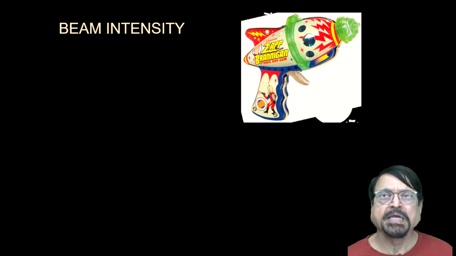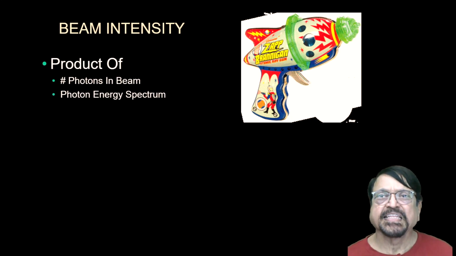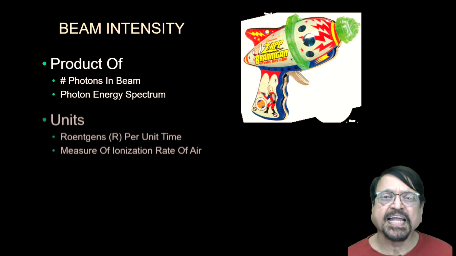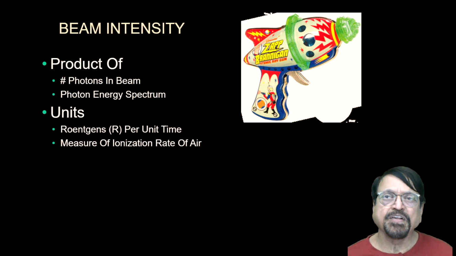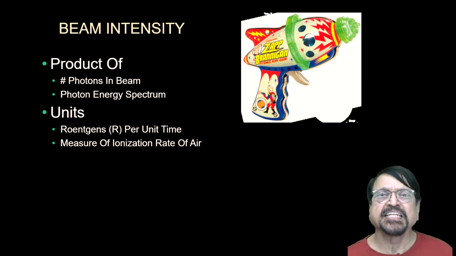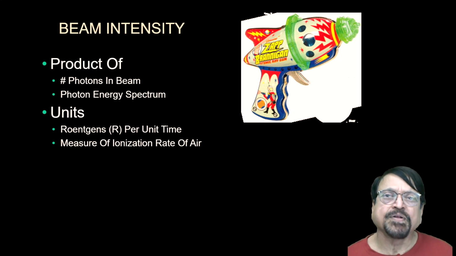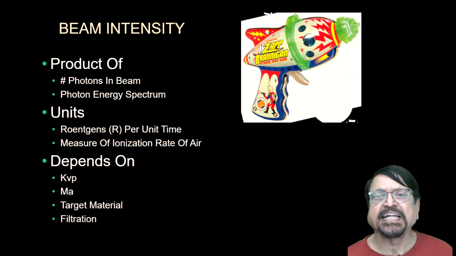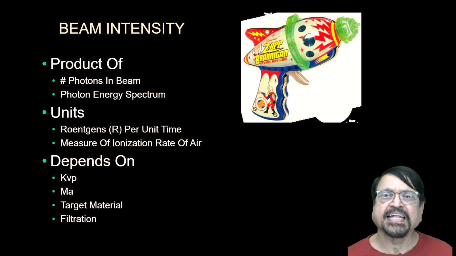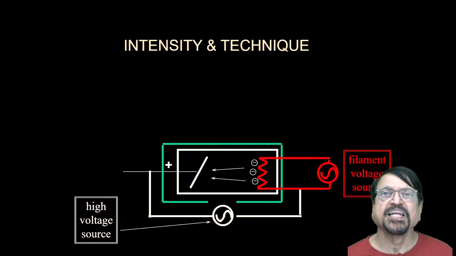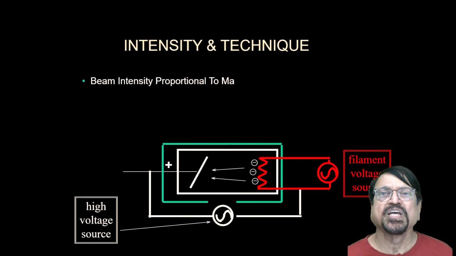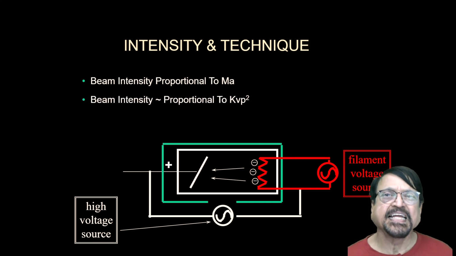Now beam intensity is a product of the number of photons in the beam and the photon energy spectrum. The unit for it is the Röntgen, and measurement is by the ionization rate of the air, and it depends on the kV, mA, target material and filtration. Now intensity and the techniques. The beam intensity is proportional to mA. Beam intensity is proportional to kV.